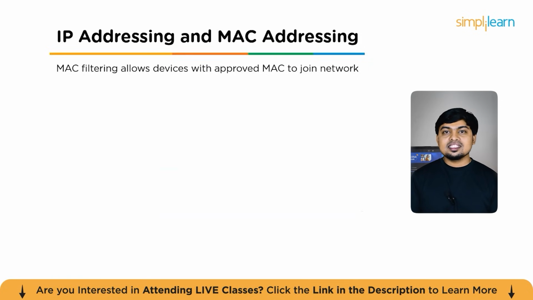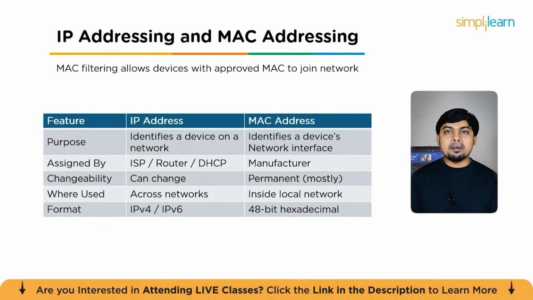Now, let's discuss the differences between IP address and MAC address. So, IP address versus MAC address is our next topic. Here's a quick comparison table right on my screen. The distinction lies in their identity and scope. An IP address identifies a device on a network and is assigned dynamically by the ISP router or DHCP server. It can change over time and it's used for communication across different networks, including Internet routing. IP addresses follow either IPv4 or IPv6 formats.